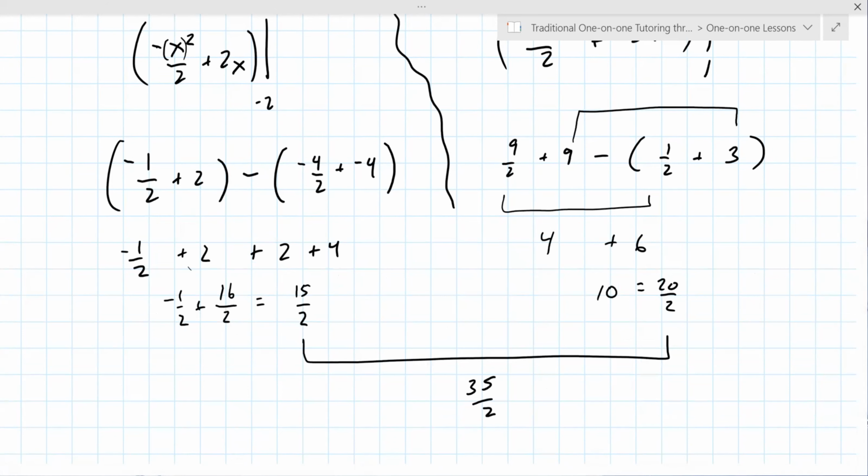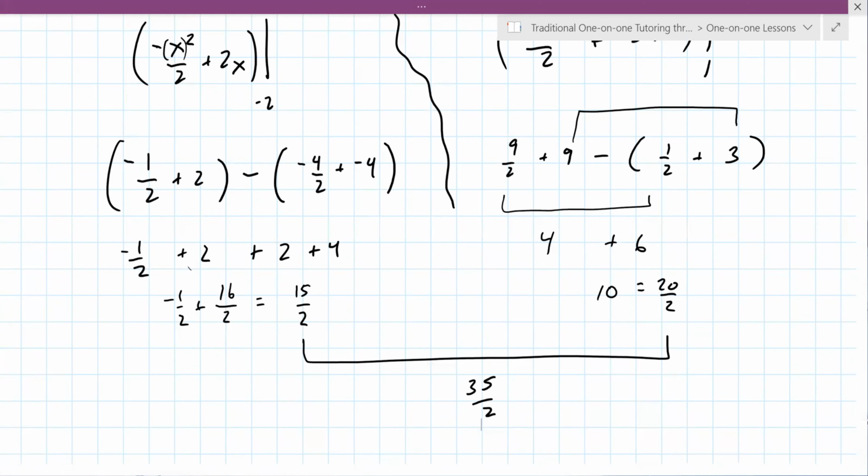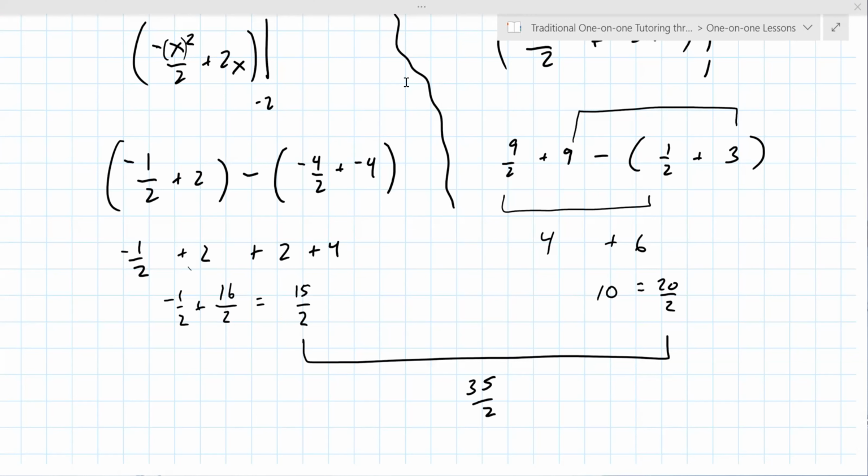Halves plus, let me just make sure I get the same thing. 30. Oh. Wait, so 9 halves plus 9 minus. Oh, I see. Okay. Yeah. You want to always try to pick the ones that are easy to combine as much as you can. All right.